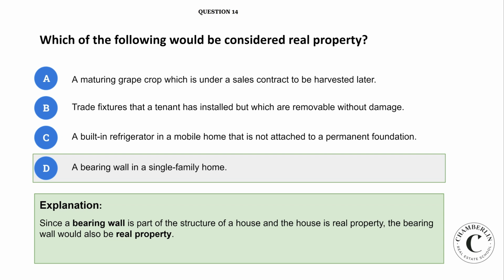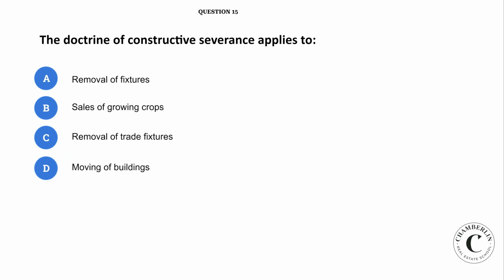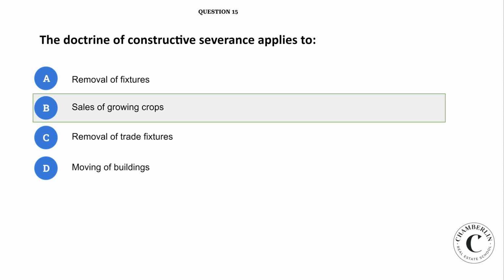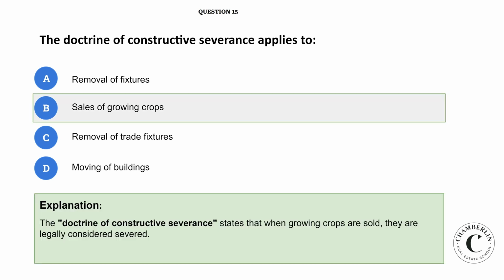real property. Question 15. The doctrine of constructive severance applies to A. Removal of fixtures, B. Sales of growing crops, C. Removal of trade fixtures, or D. Moving of buildings. And the answer is B. The doctrine of constructive severance states that when growing crops are sold, they are legally considered severed.